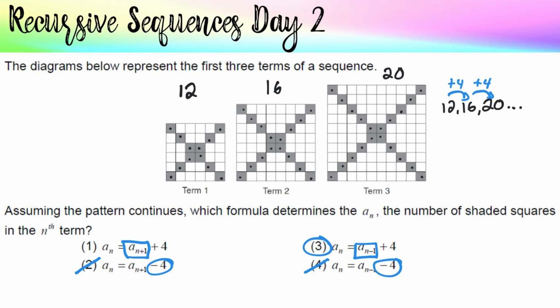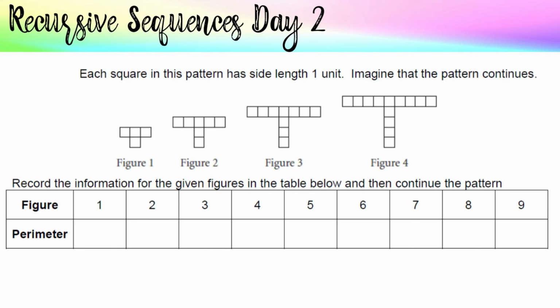Pause the video, make sure you really get that down and understand the concept before moving on, please. All right, on to the last question of this video. Here we have another set of diagrams, and it says each square in this pattern has a side length of 1 unit. Imagine that the pattern continues. Record the information for the given figures in the table below, then continue the pattern.